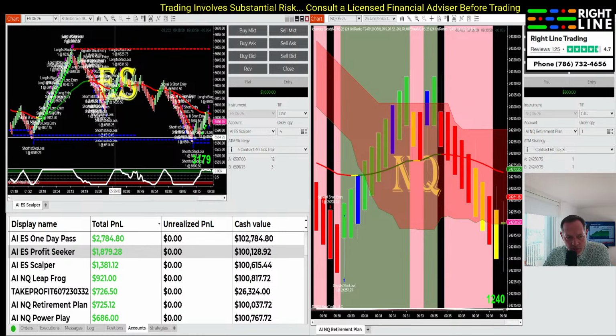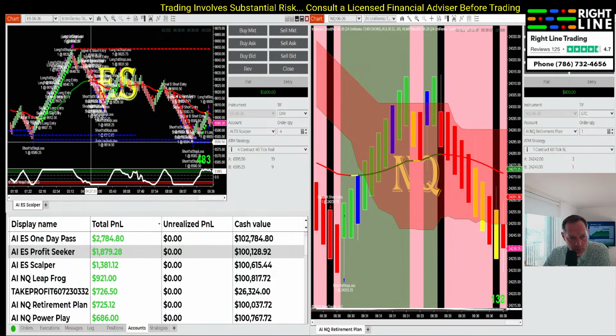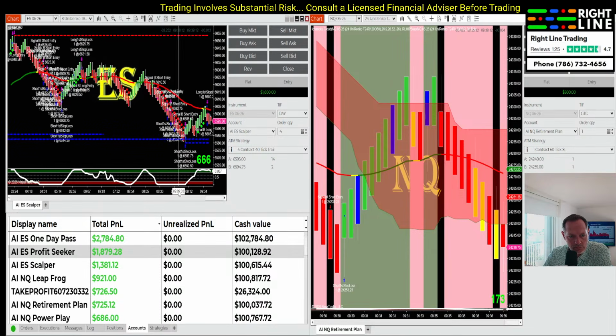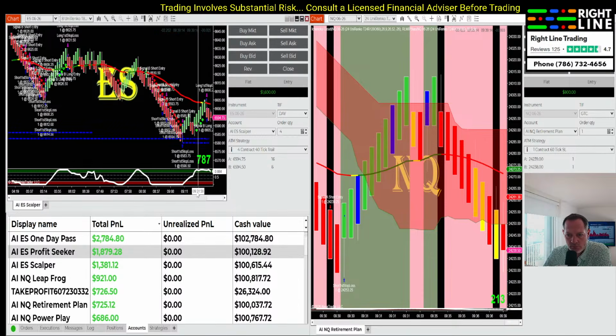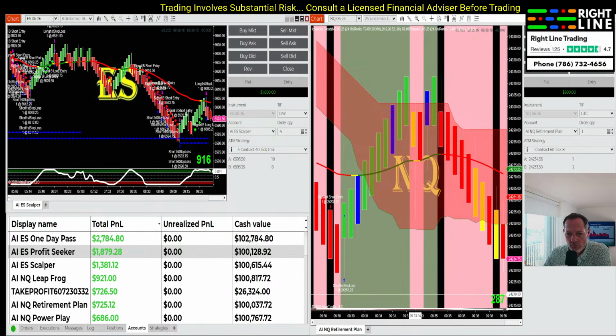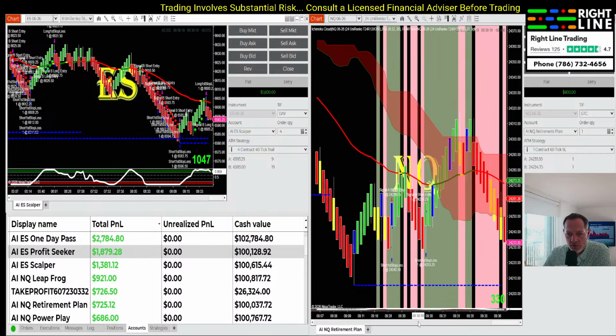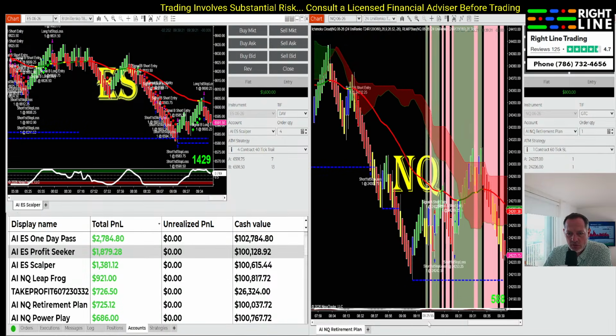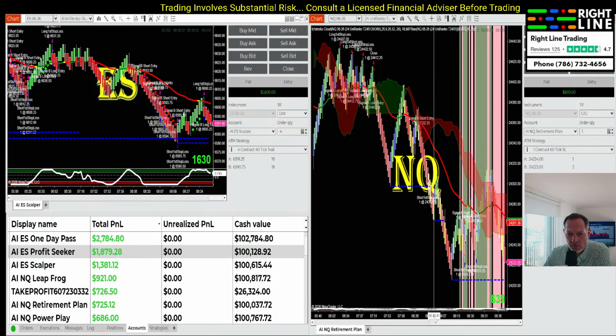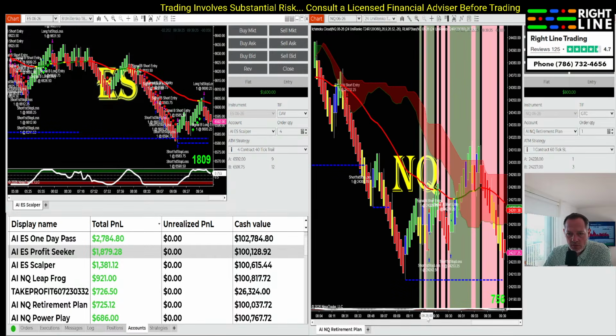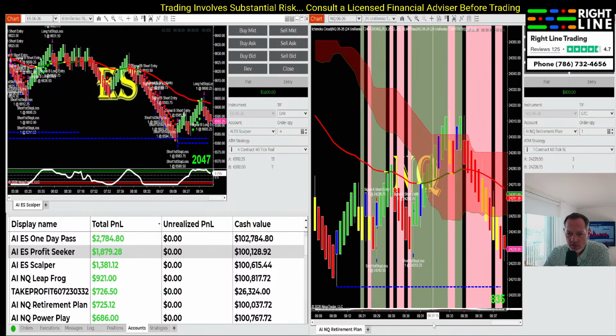Hit a double bottom here on the ES today. Over here on the right, we're checking out the NQ, and we've got the Ichimoku cloud and background bias. So it's kind of a messy, ugly chart today.